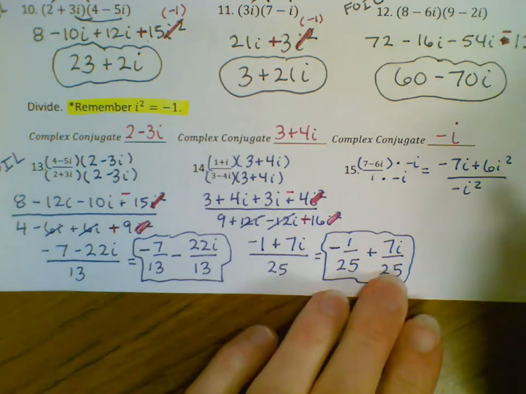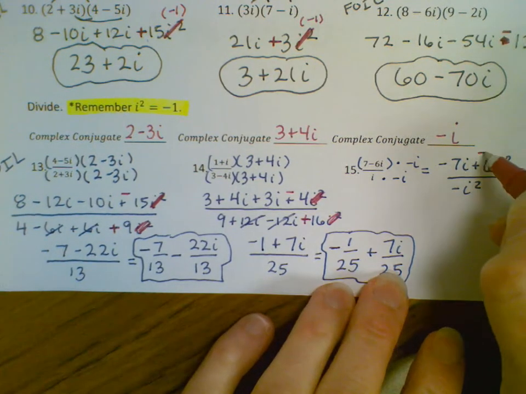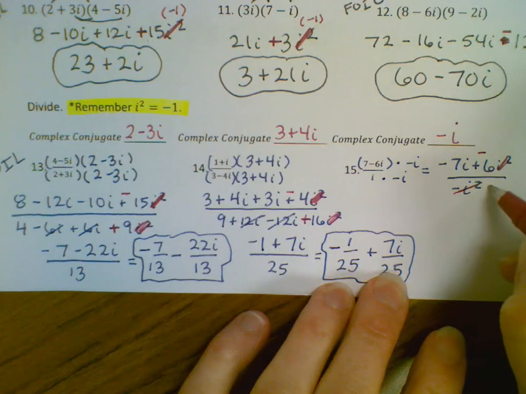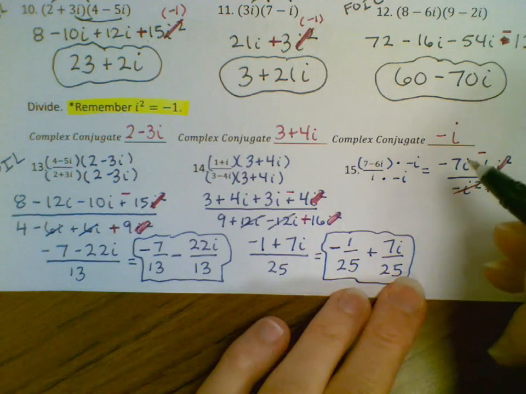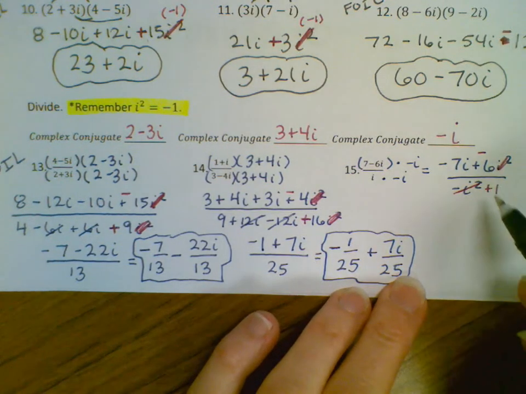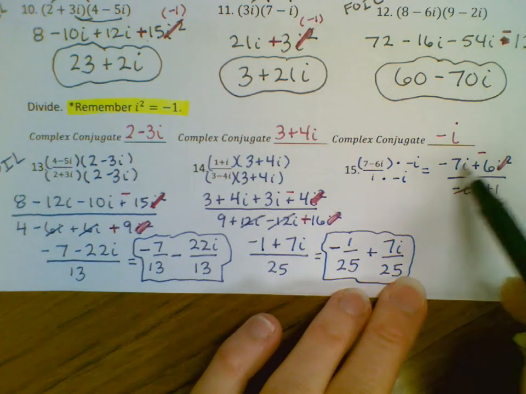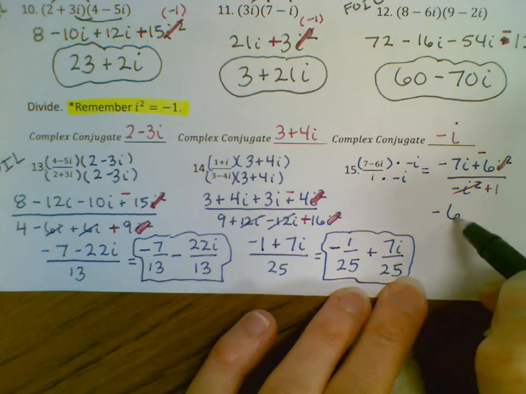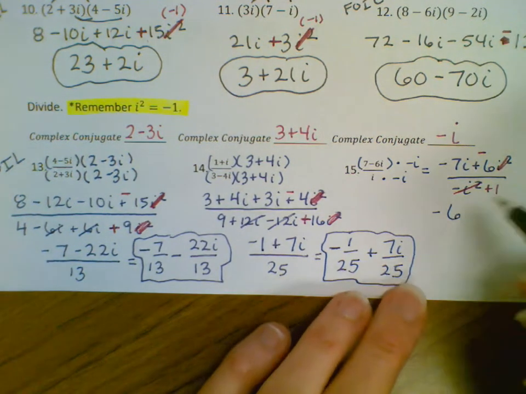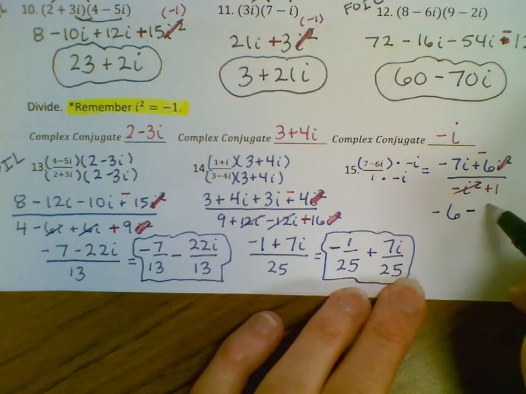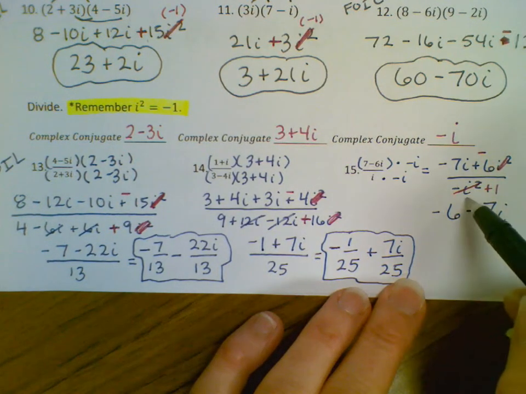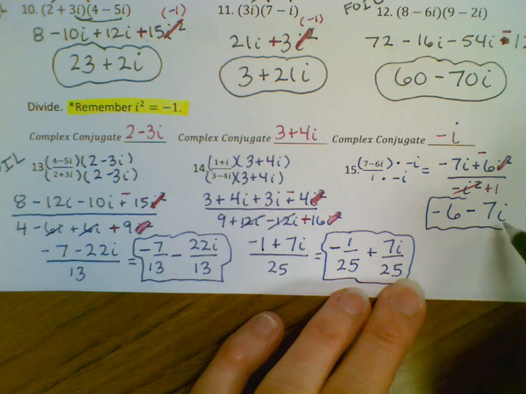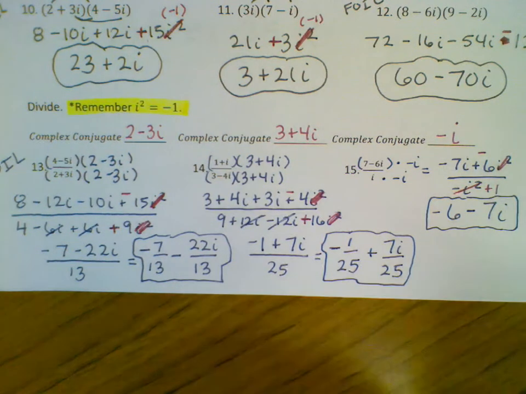I'm just going to cancel the i squareds. Now this is just going to become a positive 1. Now I'm going to flip these two around. So that's my real part. And this is my imaginary part. And that's all over 1, but I'm not going to show the 1 because we don't need to. And that's my final answer.